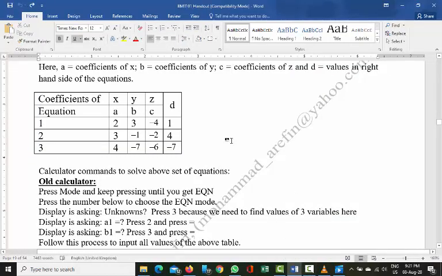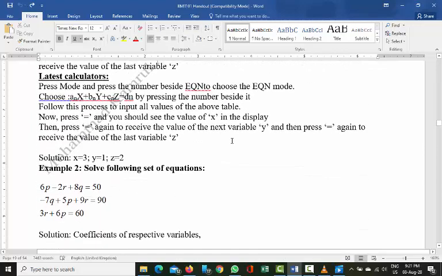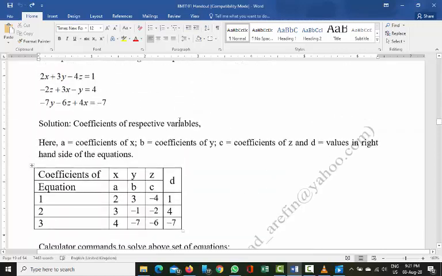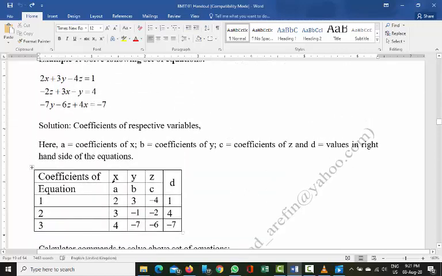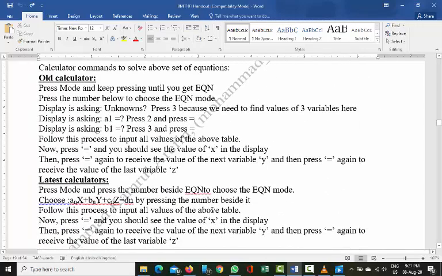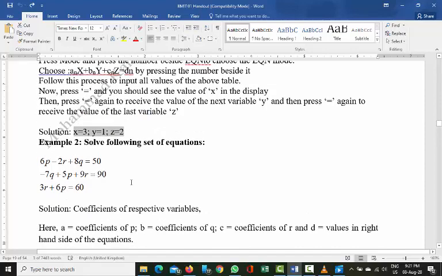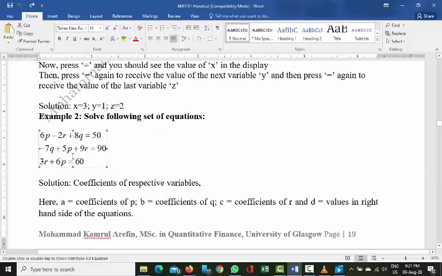Right. So now, using the calculator, if you solve this set of equations, you will get the value of x as 3, y as 1, and z as 2. So similarly we can solve this example as well.